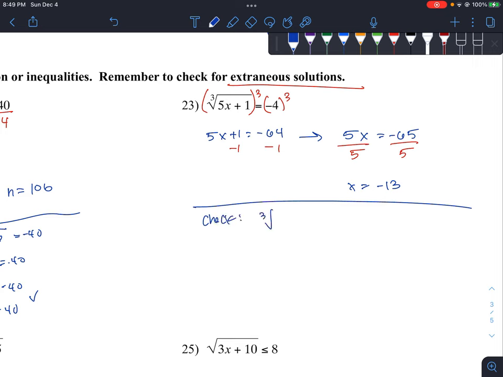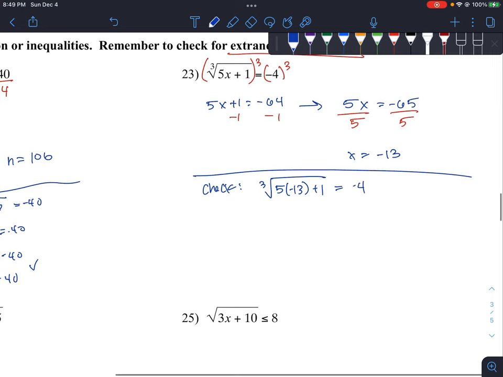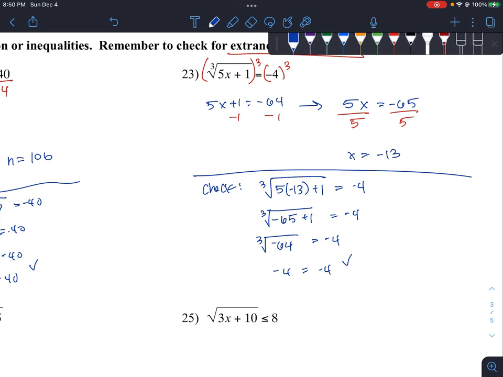So I got the cube root of 5 times -13 plus 1 equal to -4. So that's going to be the cube root. Well, we know 5 times -13 is, we did that, that's -65. So -65 plus 1. That's the cube root of -64. And the cube root of -64 is -4. So it does check out.